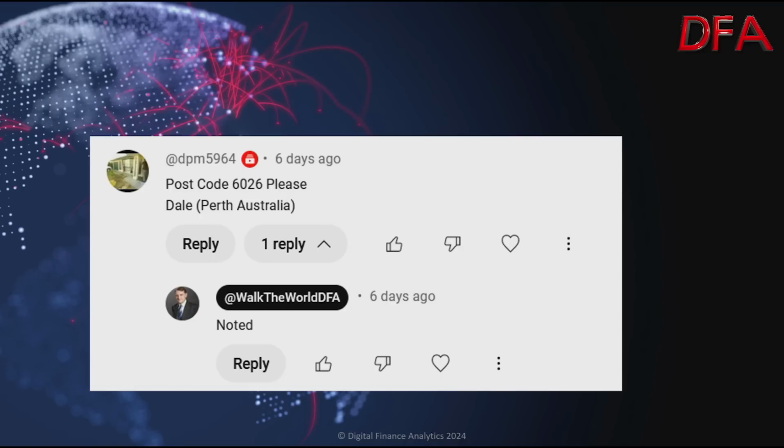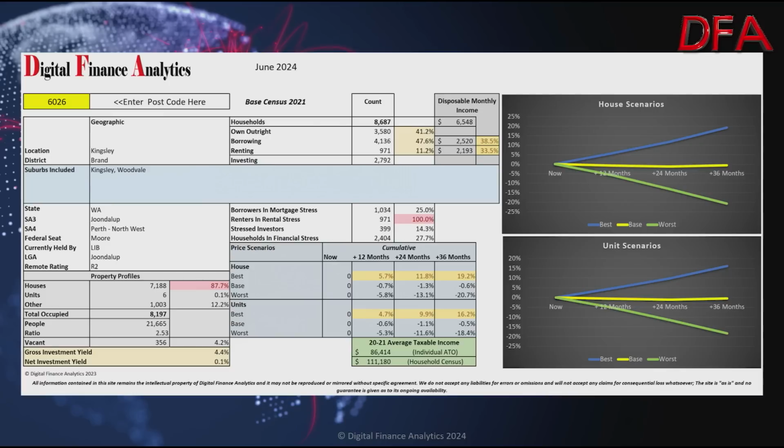Now, DPM 5964 says postcode 6026, please, from Dale in Perth. So 6026 is Kingsley and Woodvale. 8,600 households in the postcode, 41% owning outright, 47% are borrowing, and 11% are renting.